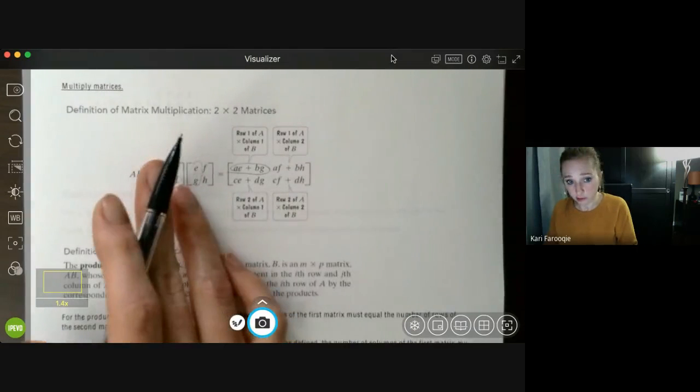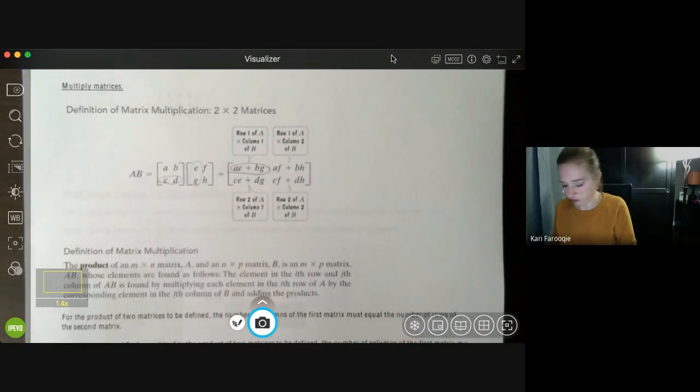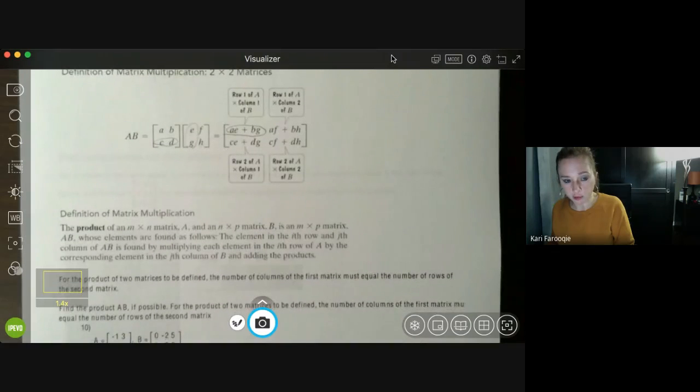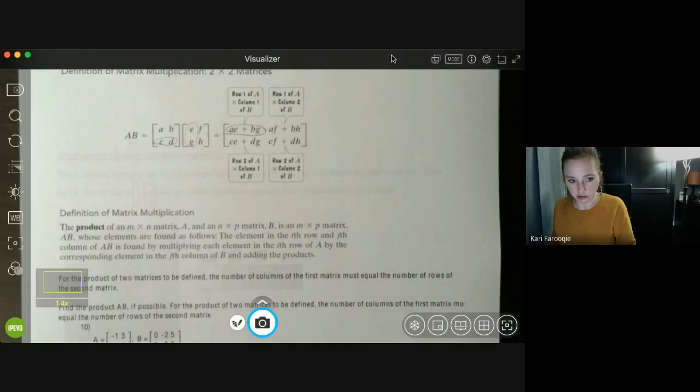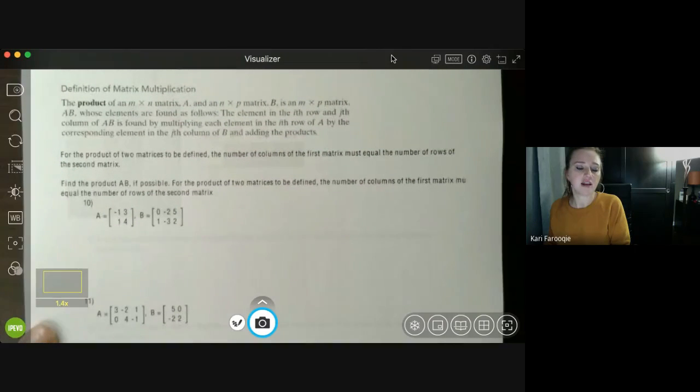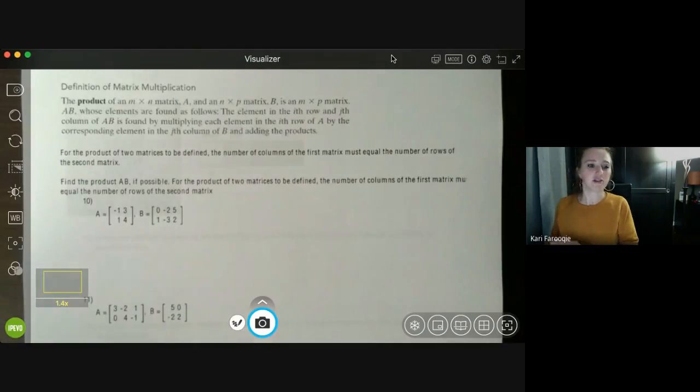That's a 2x2. You're going to have to do this with bigger matrices. And you're going to have to figure out when you can and can't multiply matrices. Now, we know that we can add and subtract matrices as long as they have the same order. That's not necessarily the case with multiplying matrices together. The product of an m by n matrix A and an n by p matrix B is an m by p matrix.